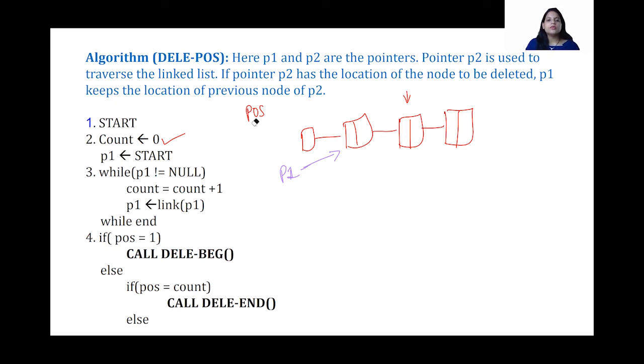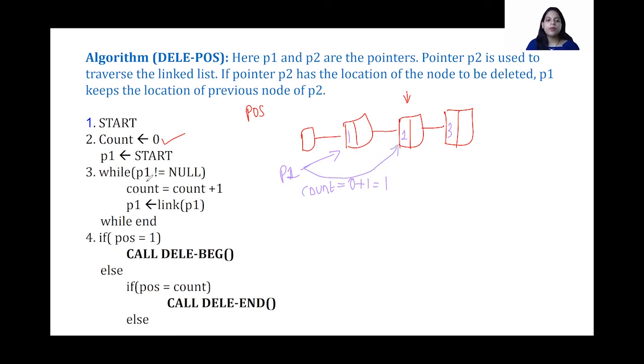Now, what is going to happen next? While P1 is not equal to null, count is equal to count plus 1. So count is initially 0. Now, while P1 is not equal to null, of course, this is not equal to null because we have some data values here, isn't it? If it is not equal to null, then I'm going to say count is equal to count plus 1. In this case, it is going to be 0 plus 1, which is nothing but 1. And then what I'm going to do, P1 is equal to link of P1. That is, whatever is the link here, I'm going to move my P1 over here.